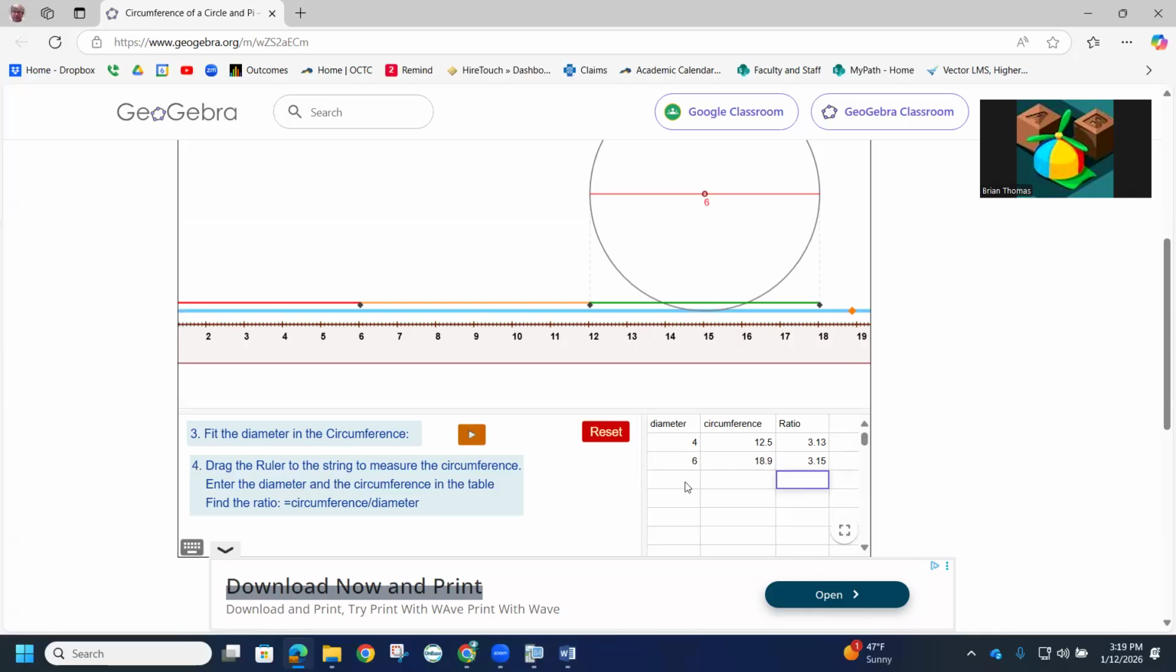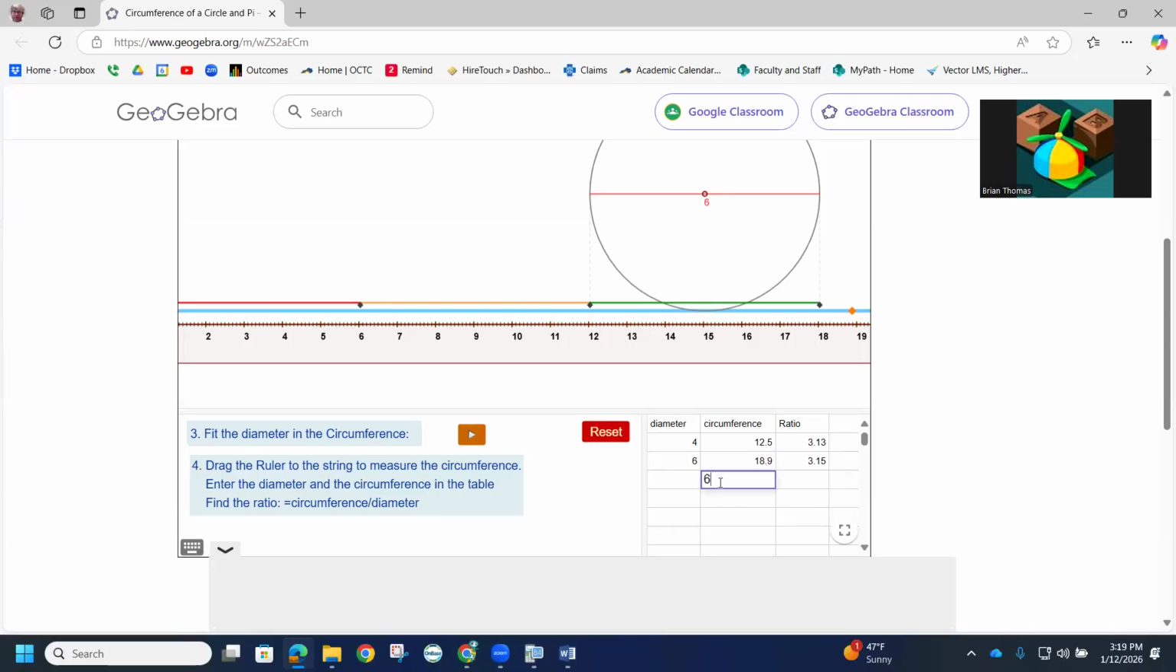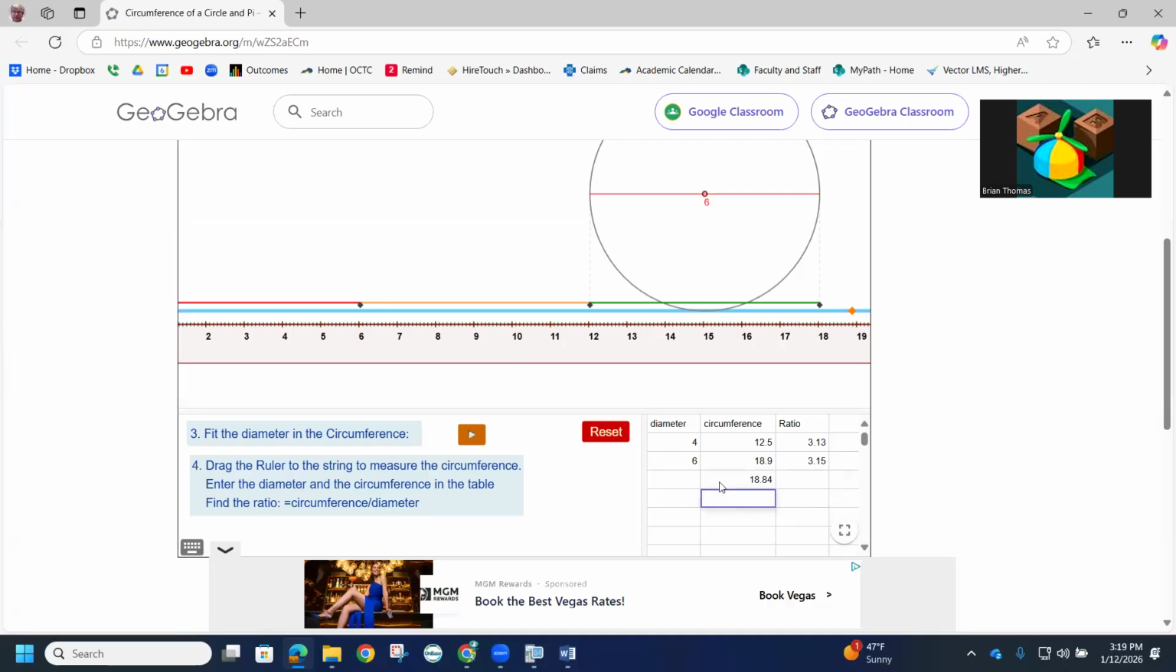Now, keep in mind, if I wanted to know the actual circumference, if I go 6 times 3.14, that would give us the actual circumference, which would be 18.84. So notice that we can do this using a piece of string and a ruler, but notice how a piece of string and a ruler is very cumbersome. If I use the formula, I can get the answer much quicker than using a piece of string and a ruler.